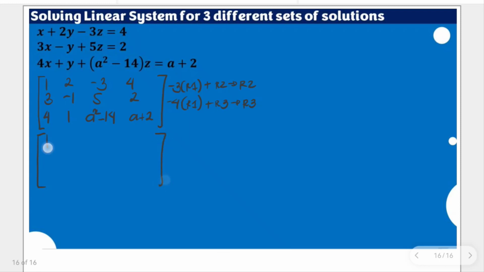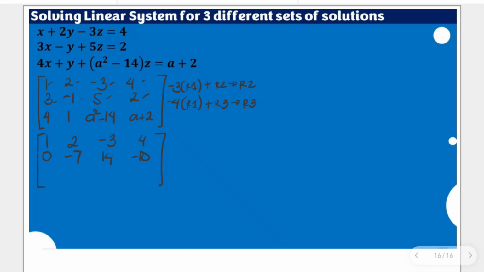So the first row is still 1, 2, -3, and 4. But for the second row, -3 times 1 is -3 plus 3, 0. Then apply to the next. -3 times 2 is -6 plus -1 is -7. Then -3 times -3 is 9 plus 5, I have 14. -3 times 4 is -12 plus 2 is -10. That's for the second row, applying the stated operation.